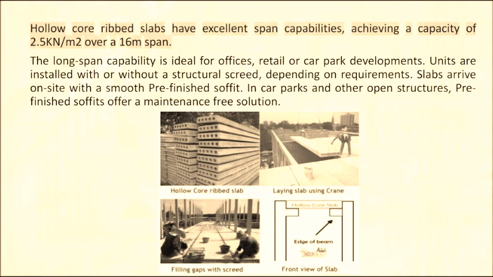Hollow core ribbed slabs have excellent span capabilities, achieving a capacity of 2.5 kN/m2 over a 16 m span. The long span capability is ideal for offices, retail, or car park developments. Units are installed with or without a structural screed, depending on requirements. Slabs arrive on site with a smooth pre-finished soffit. In car parks and other open structures, pre-finished soffits offer a maintenance-free solution.